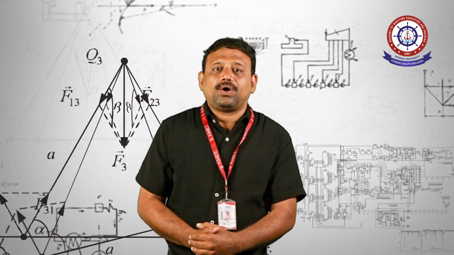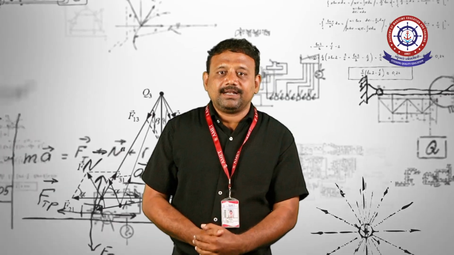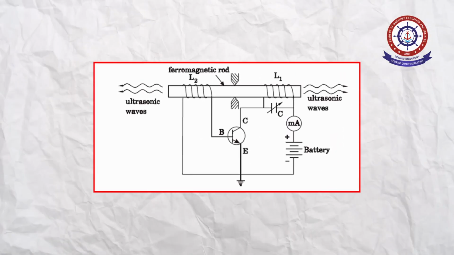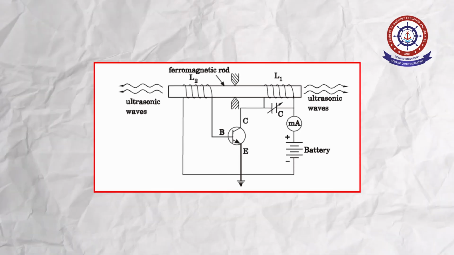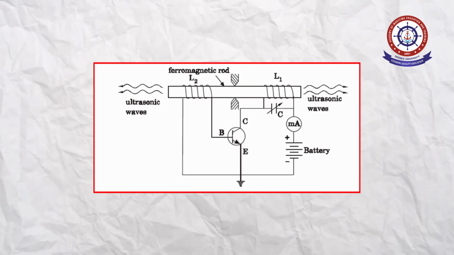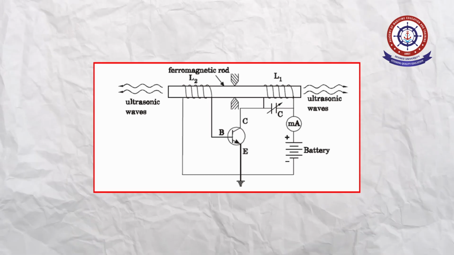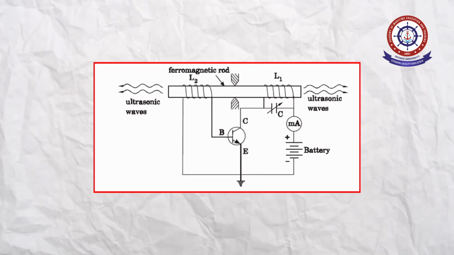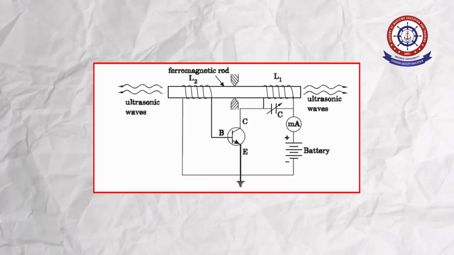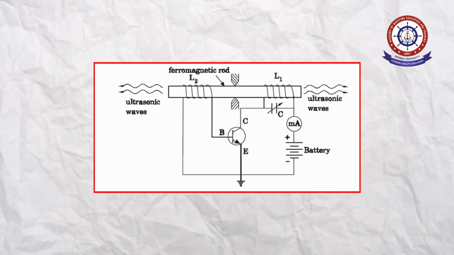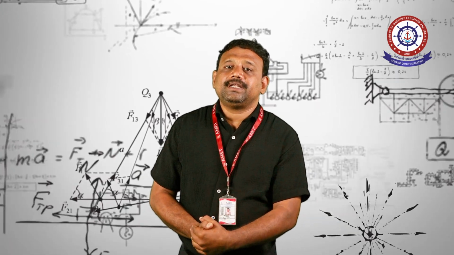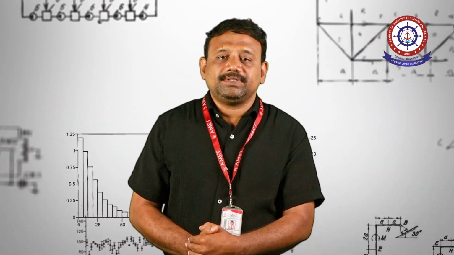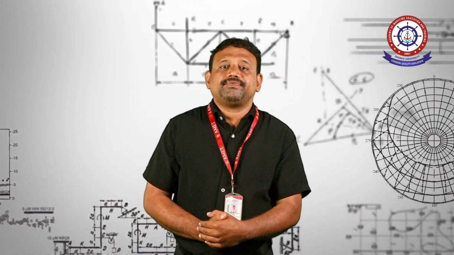The ferromagnetic rod, like iron or nickel, is fixed at its center, and the coils L1 and L2 are used. The L1 and L2 coils are wound on the ferromagnetic rod. One end of the coil L1 is connected with the battery, and the other end of the coil L1 is connected with the capacitor, and the capacitor is also connected with the collector end of the transistor. The emitter end of the transistor is grounded. L2 is also connected with the high tension battery, which is known as the feedback loop.